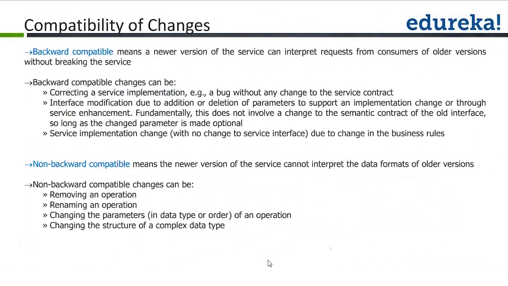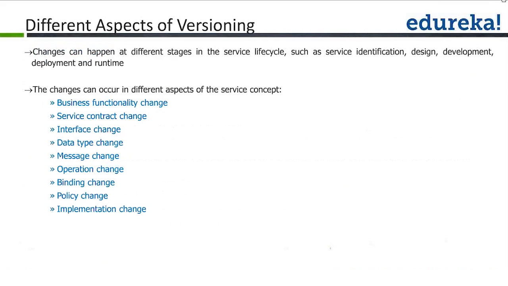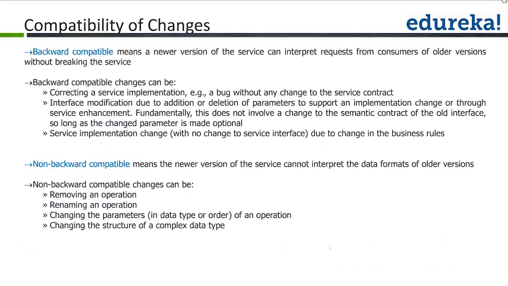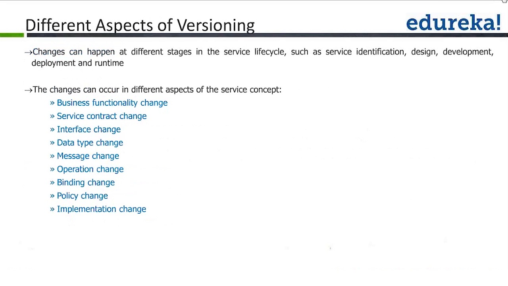Right, so this is backward compatibility, and non-backward compatibility is when the newer version of the service cannot interpret the data formats from the old versions because something has been removed. Now if that particular request continues to come, the service will not identify it. I don't understand this method, this has been removed. I cannot do anything about it, right? So this slide was just to give you a very good idea and concept about backward and non-backward compatibility, right? So different aspects of versioning.